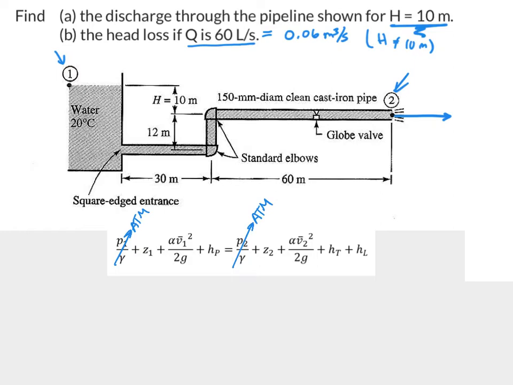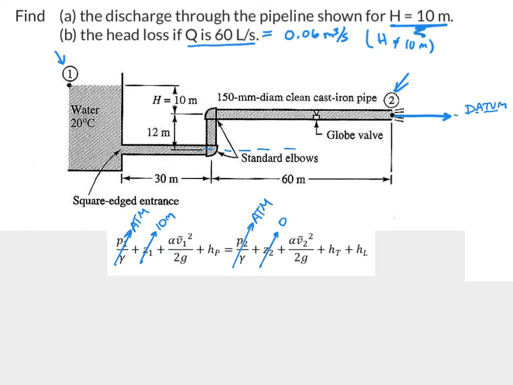Probably the easiest place to put it mathematically would be to put it at 2. You could put it down here if you wanted to, but I'm going to put it here, because I think that's going to make my life easier. So Z1 would then be 10 meters because we're 10 meters above the datum, and then Z2 is going to be 0. We like that.